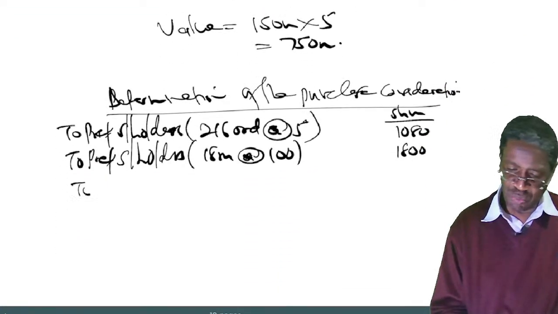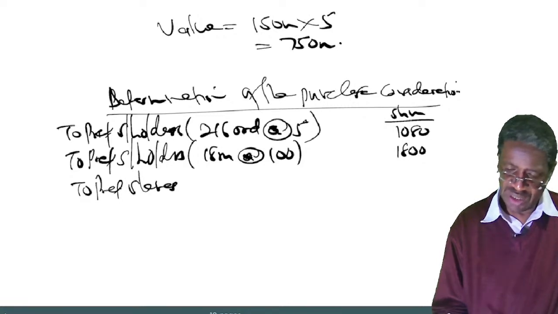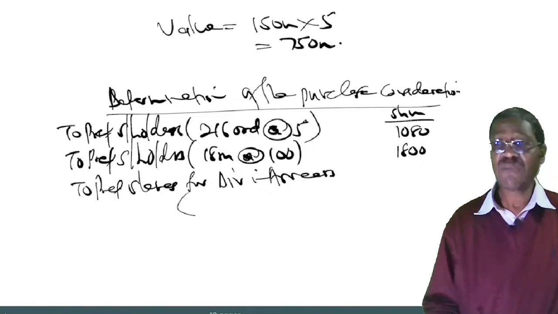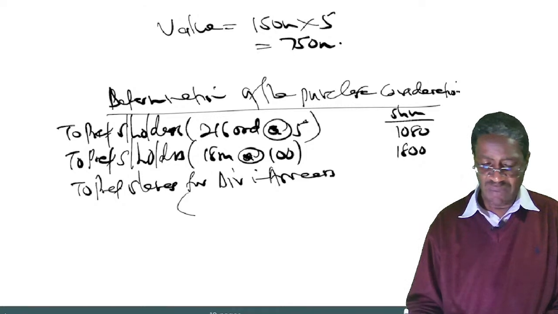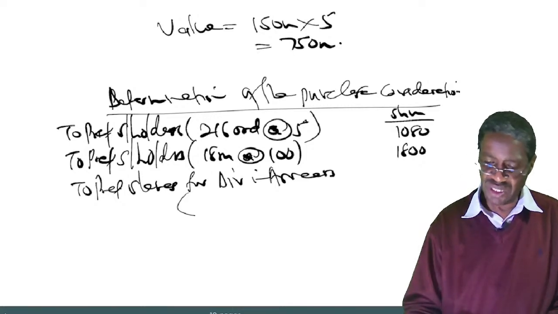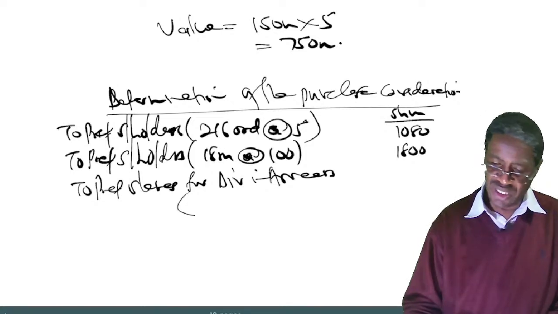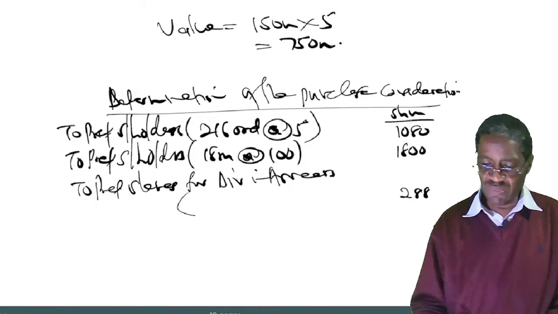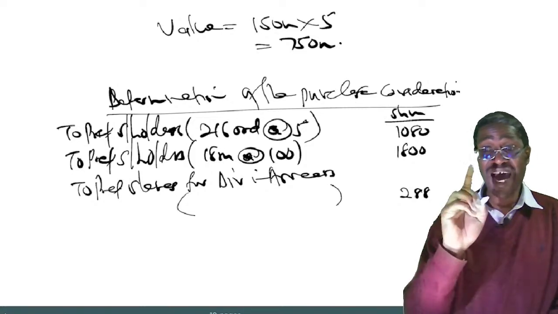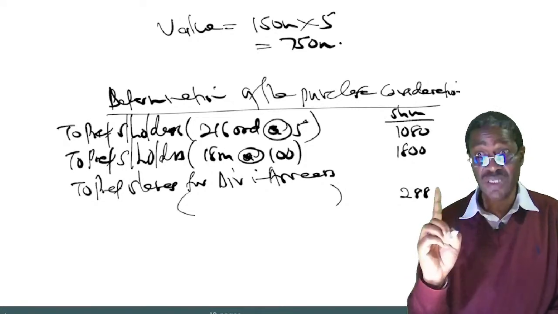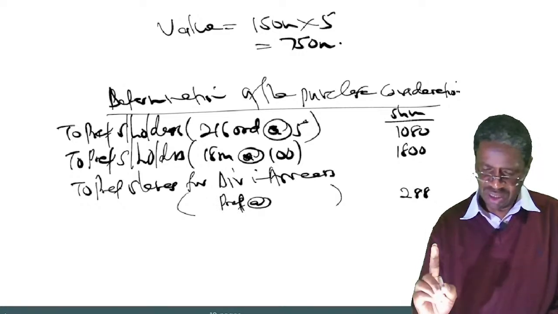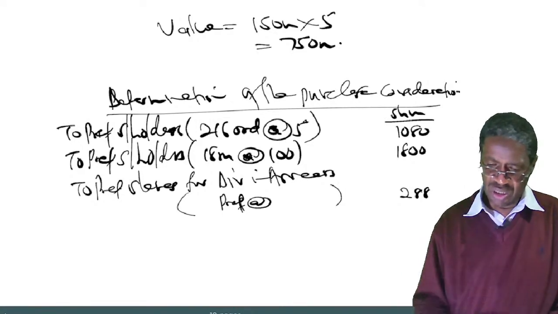The KIV to preference shareholders for dividends in arrears. I am giving them, listen, on the extreme, I am giving them 288 worth of shares. 288. Why? Because the total arrears was 576, but I want to put in bracket what it is that I'm giving. It was said half of that will be given in fully paid preference. So listen, we are giving them fully paid preference at how much?